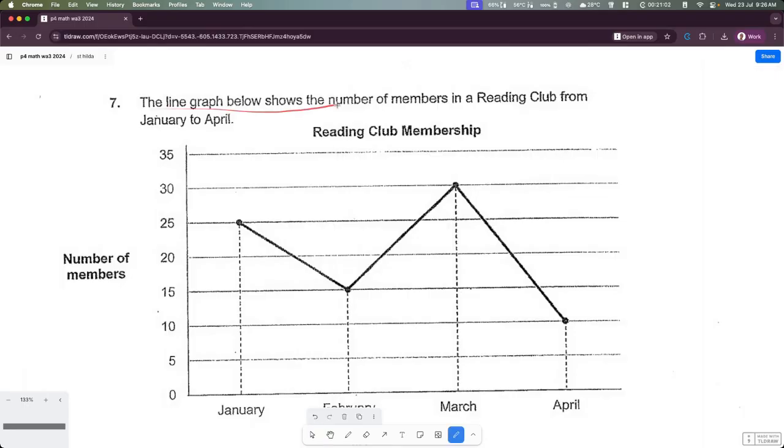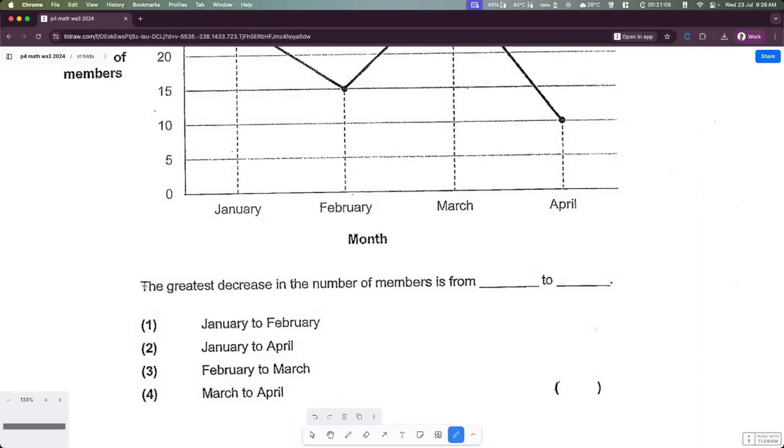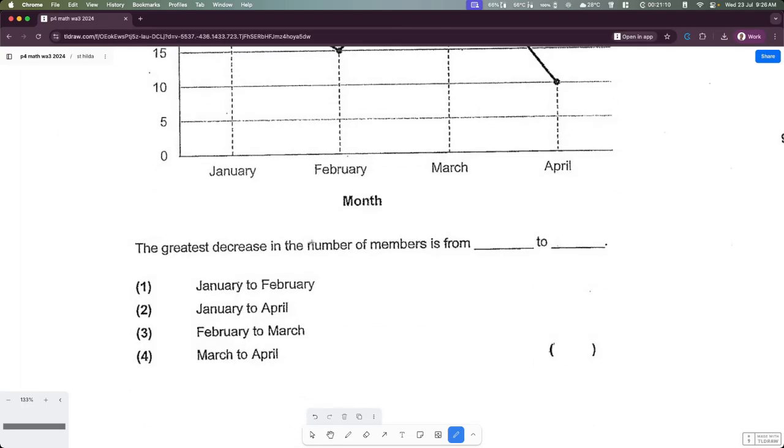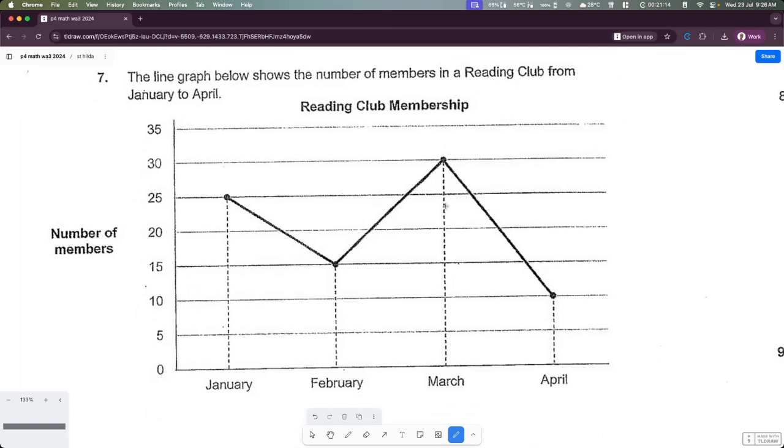Okay, the line graph below shows the number of members in a reading club from January to April. Before we do any question related to graphs, what we want to do is always have the numbers. So always write the numbers.